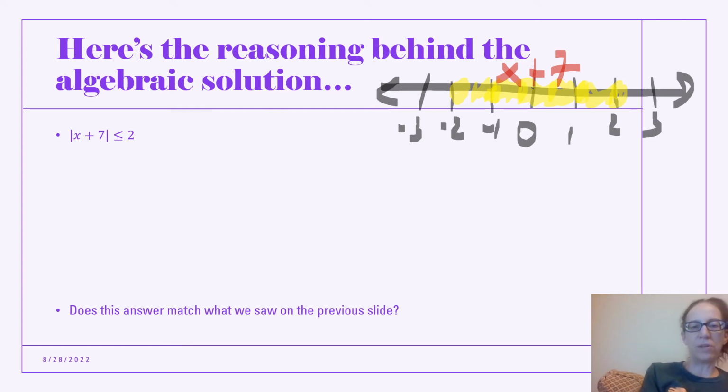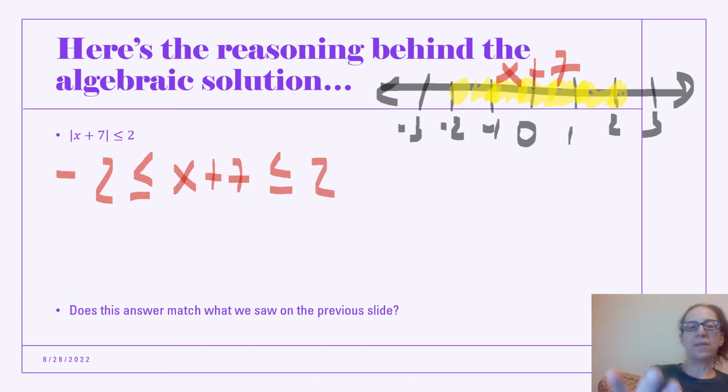So the way we would do this is we would say -2 is less than or equal to x plus 7 is less than or equal to 2. And then this is what's called a compound inequality. All right, compound inequality. And it works the same way as an equation where you have to do the same thing to both sides, except like here you have 3 sides to it.